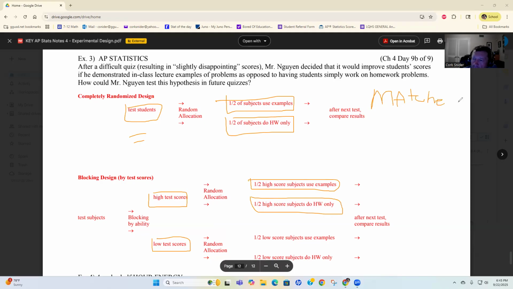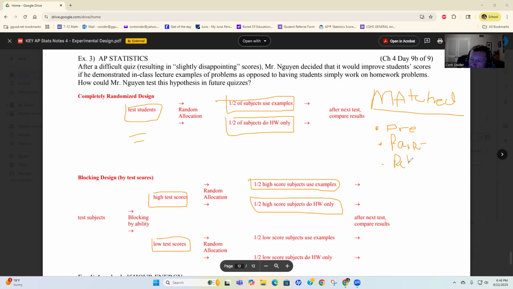Matched pair. Again, I'll write it out briefly. Matched pair. Okay. Or they call it a paired design, paired. So again, it's pre-test them, pre-test, all right, pre, and then pair them up. Pair them up. Okay. Where one person and pair them up by similar pretest scores. And one person gets the examples, one person does homework only, and then of course retest.